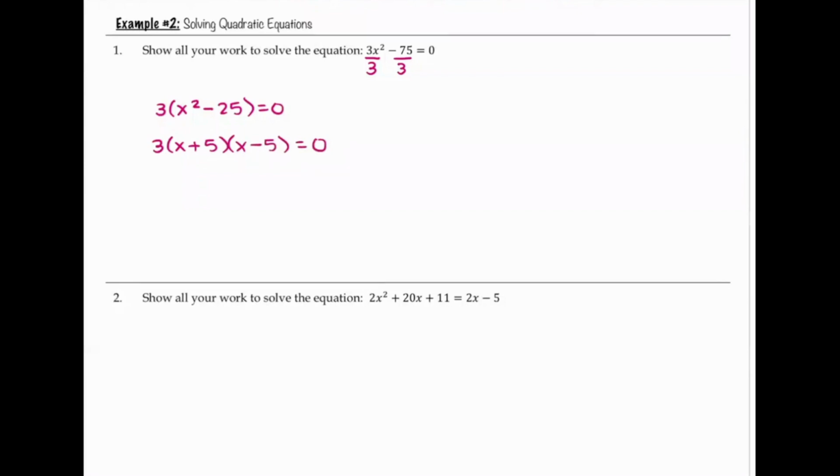Now that I have all my factors, I'm going to set each factor equal to 0 because the zero product property lets us do that. All right, so here are my answers as of right now. Now 3 equals 0 is false, so I'm going to just cross that out. We have our solutions: x equals negative 5 and x is equal to positive 5.